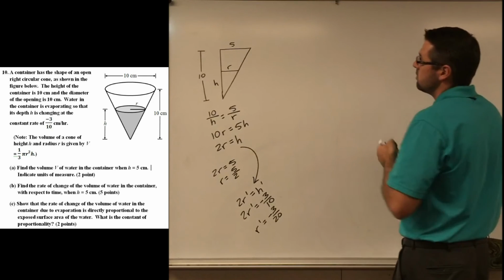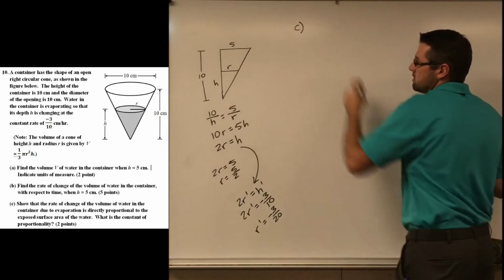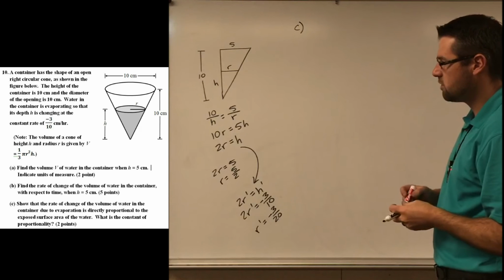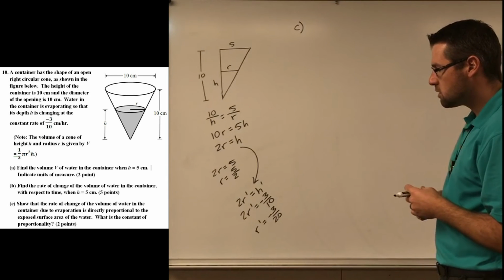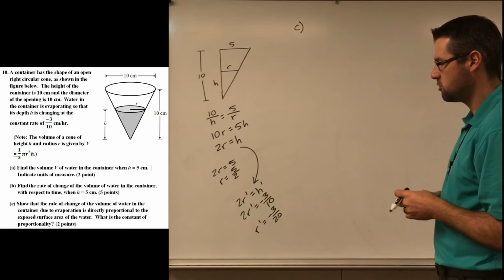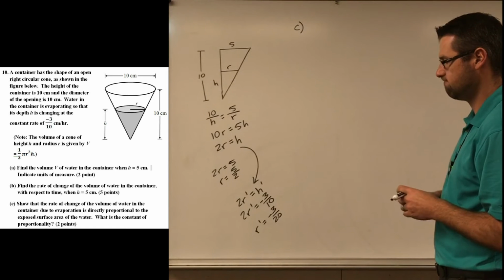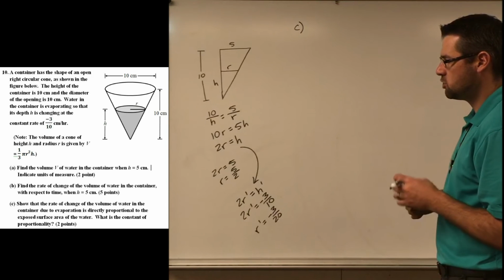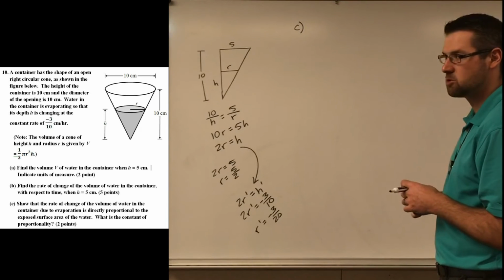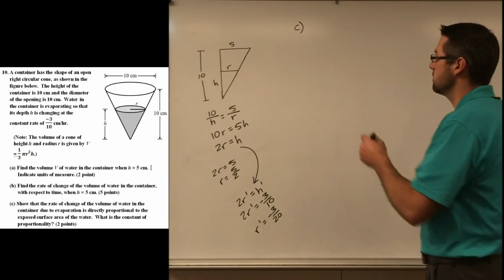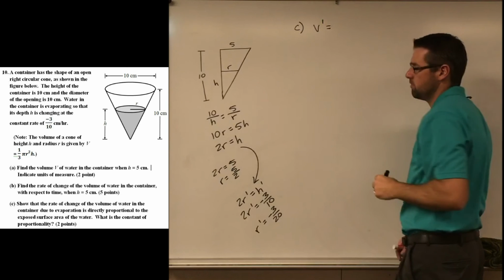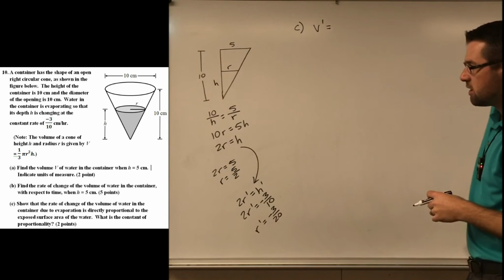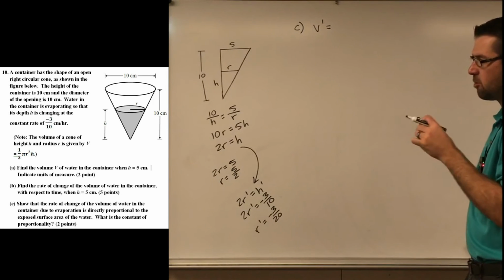Okay, so part C, it tells us to show that the rate of change of the volume is directly proportional to the exposed surface area. That's a lot of big words. Show that the rate of change of the volume. So what's the rate of change of the volume expressed as? So we're trying to show that V prime is equal to, it says that it is directly proportional.